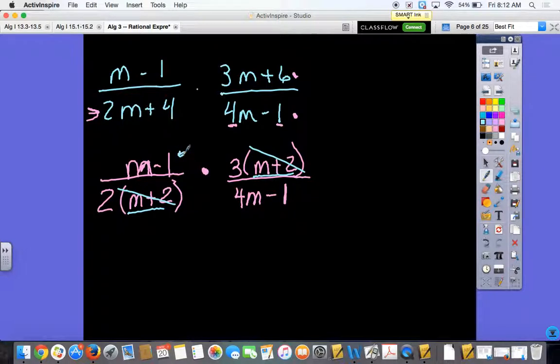Hey, check out this. I have an m minus 1 and I have a 4m minus 1. Can you reduce that? Because, hey, if you cover up the 4, it looks pretty good. But can you just ditch the 4? No, you can't. So even though these two look really close, you can't do it. And you can't do anything with this 3 and this 2. So you're left with all that.